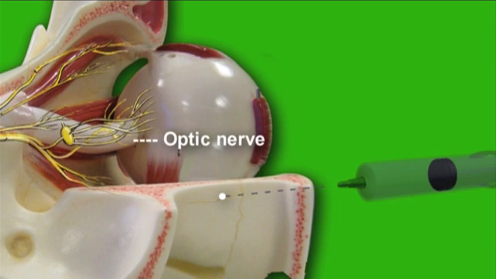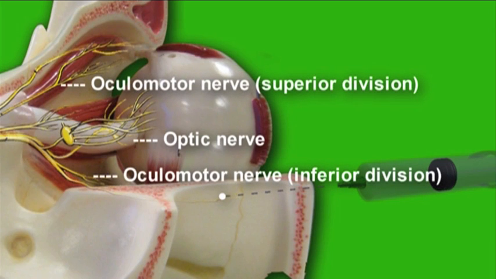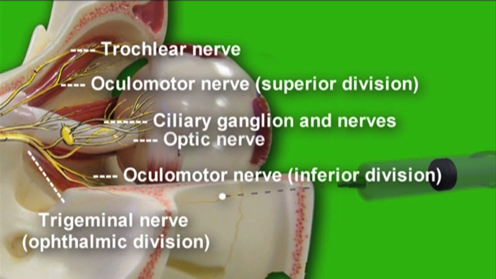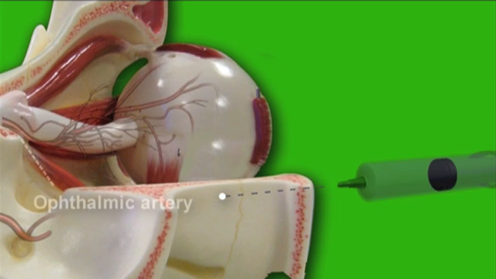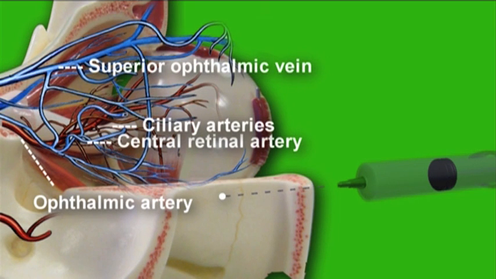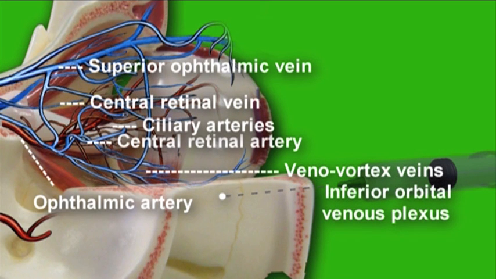The optic nerve, the superior and inferior branches of the oculomotor nerve, the trochlear nerve, the trigeminal nerve, the ciliary ganglion, and the ciliary nerves are medial to the needle tip. The ophthalmic artery, central retinal artery, ciliary arteries, superior ophthalmic vein, central retinal vein, and the veno-vortex veins are medial to the needle tip.